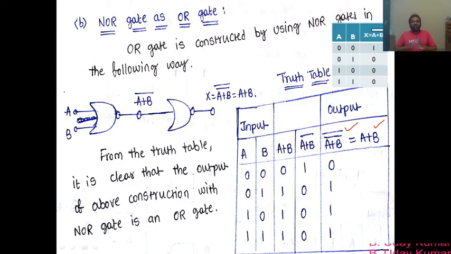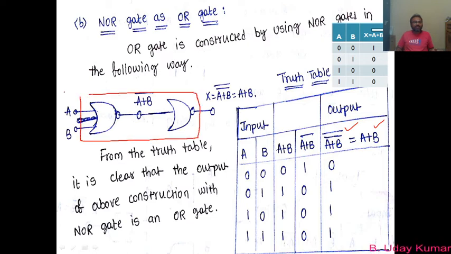So this is nothing but NOR gates being used to construct an OR gate. This entire combination, when two NOR gates are connected as you can see in this slide, one after the other, automatically acts like an OR gate.